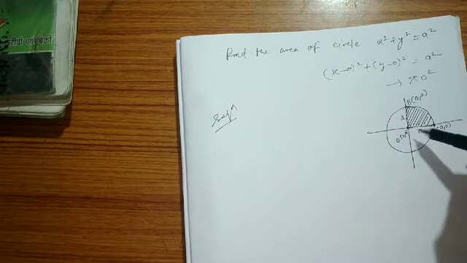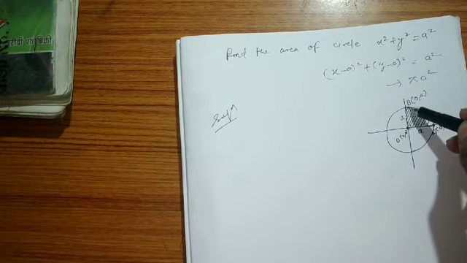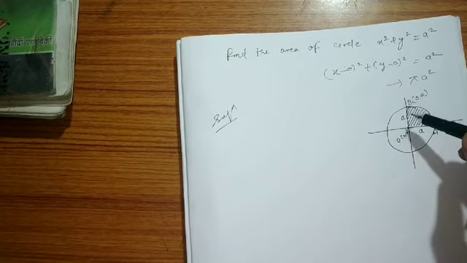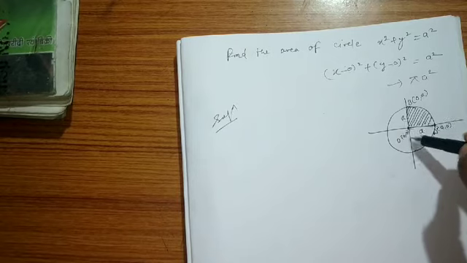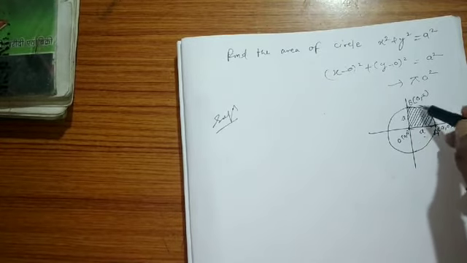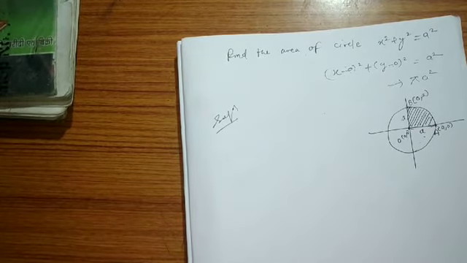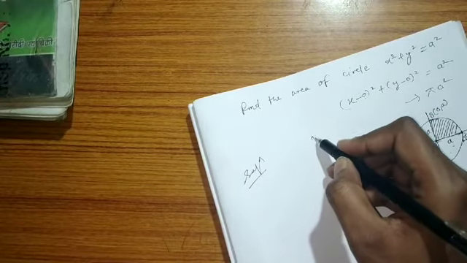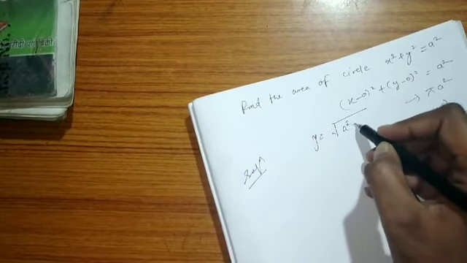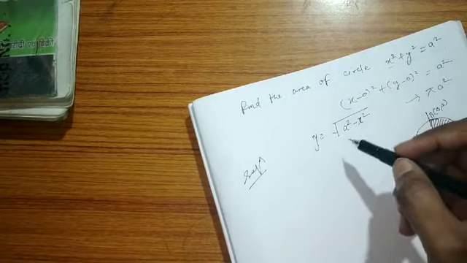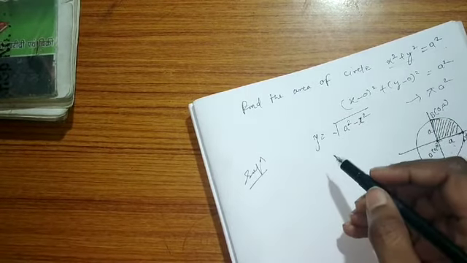So what we will do is find the area of OAB, and then multiply the area of OAB by 4, because there are 4 quadrants: 1, 2, 3 and 4. To find this area, first of all we have to find the value of y from the given equation. So the value of y is y = √(a² − x²).